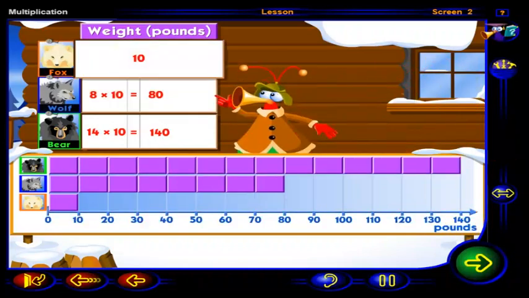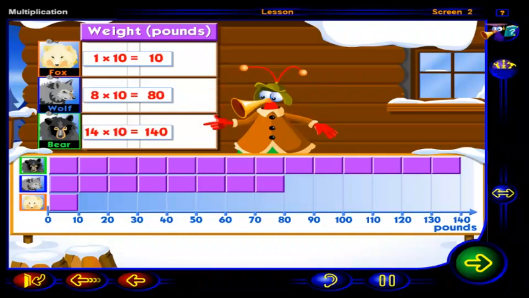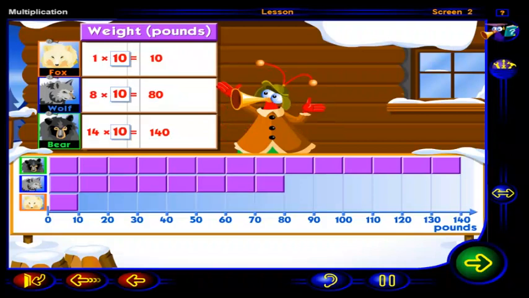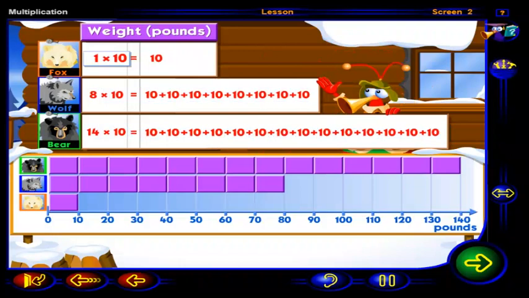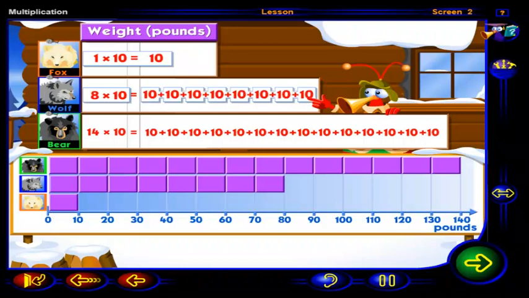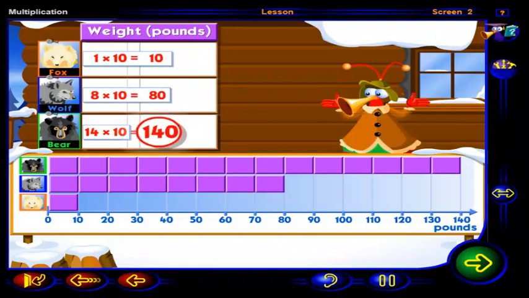Click on the number 10. Ten equals 1 times 10. And look at each of these multiplications. When we multiply 10 by numbers like 1, 8, and 14, we are counting by 10 that many times. 1 times 10 is 1 ten, or 10. 8 times 10 is 8 tens, or 80. And 14 times 10 is 14 tens, or 140.